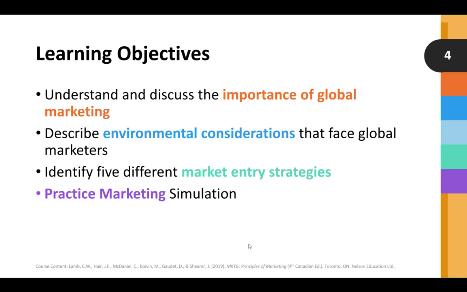So our learning objectives for today's lecture is understanding and discussing the importance of global marketing. As you mostly know, the world is getting smaller, and so we need to make sure that we have tools to look beyond our borders. Describe environmental considerations, which we already have some tools for, but we got to think, not just locally, but globally. Identify 5 different marketing entry strategies where we'll spend quite a bit of time just going through them and making sure that we have examples. We will also have new examples presented to us in class, which will, I think, really help lock it in.